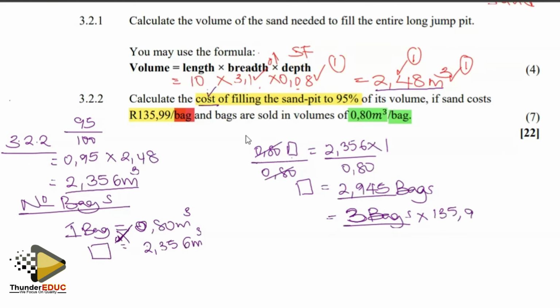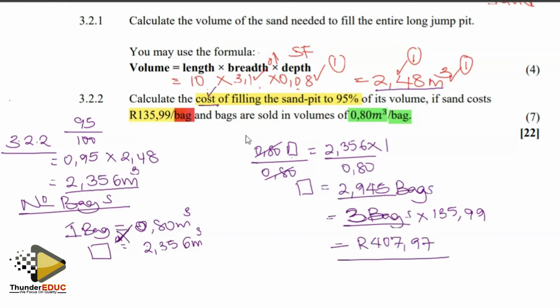135 rands 99 cents. We shall get our 3 bags times 135.99. So here the answer becomes 400. This is the final answer.